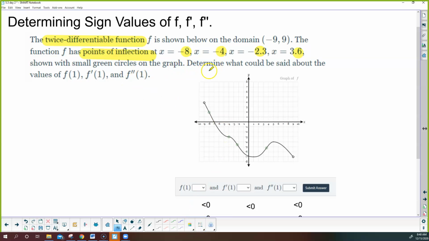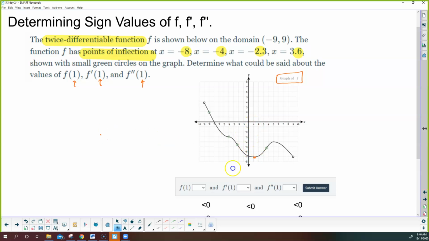Okay? Now, what they're asking us to do is they're saying focus on the point x equals 1. And tell me, what do you know about the point, the first derivative, and the second derivative? But before you answer this question, you got to know what graph you're looking at. This is the graph of the original function. So what I'm going to do is I'm going to go over to 1. So here's 1. I'm looking at this point.